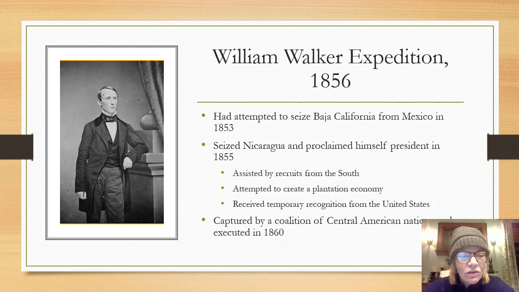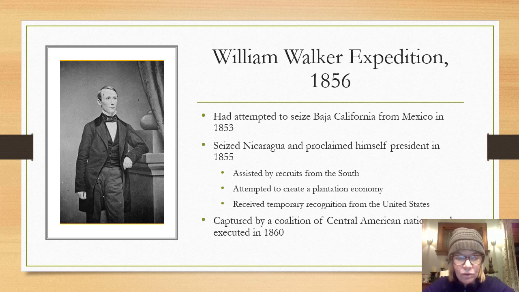Okay. And then there's this guy. Now, if you're like me, you're thinking, really? This guy looks like he's 12. Right? But anyway, his name is William Walker, and he attempts to go down and seize Baja California from Mexico. Baja California is that peninsula that comes down from California. Then that failed. So he goes to Nicaragua, and he leads this rebellion. He wins. He declares himself president in 1855.